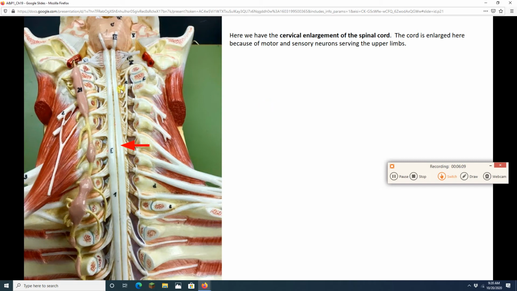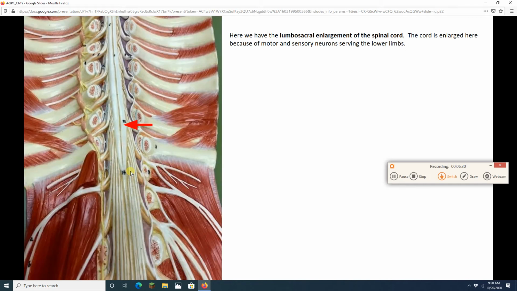As the spinal cord comes down, there are going to be two large parts to it, where it's a little bit thick. This is one of them, where that letter E is. That is called the cervical enlargement. The spinal cord is thick here because we need a lot of motor and sensory neurons to serve those upper limbs, the arms. If we jump to the bottom, where that number 12 is, we've got the lumbosacral enlargement of the spinal cord. Sometimes it's just called the lumbar enlargement. It's enlarged because of all the motor and sensory neurons feeding the lower limbs.